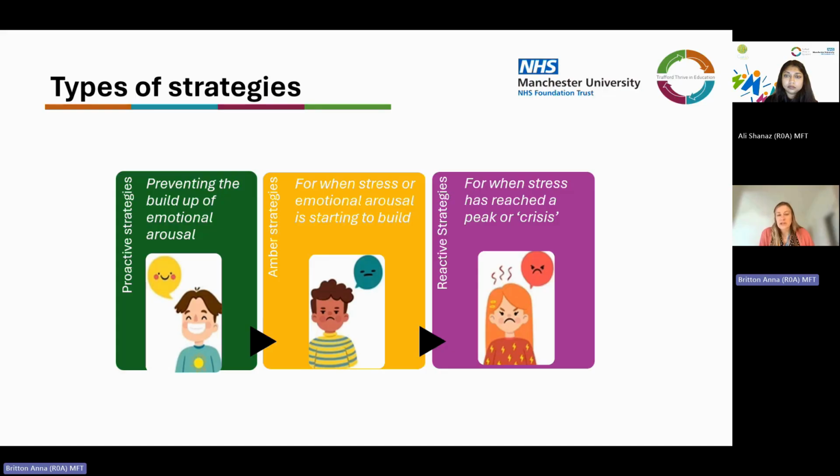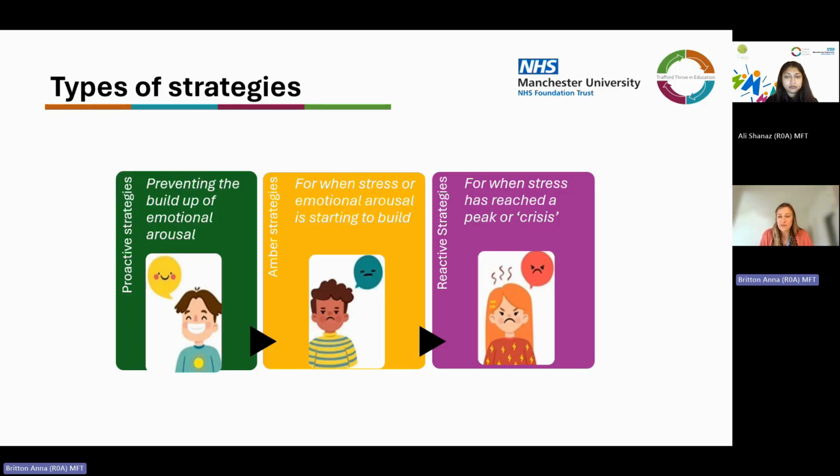The point of the proactive strategies is preventing that build-up of emotional arousal. So really heading off any sort of crisis and preventing any escalation. Then we've got the amber strategies, when the stress or emotional arousal is starting to build, and you can start to notice it, or you start to suspect that they might need something to decompress with because it's the particular time of day that they find tricky or particular situation. And then we've got the reactive strategies, the purple strategies, and that's for when the stress has reached a peak or a crisis, and how we best support in that situation, because the escalation has already happened. We just want to keep them safe.